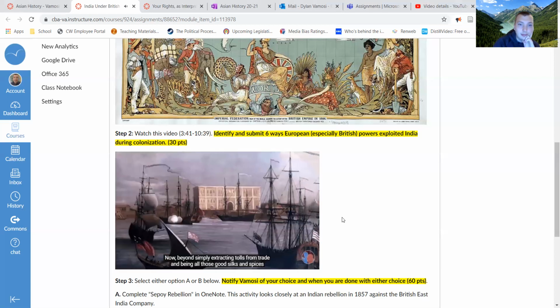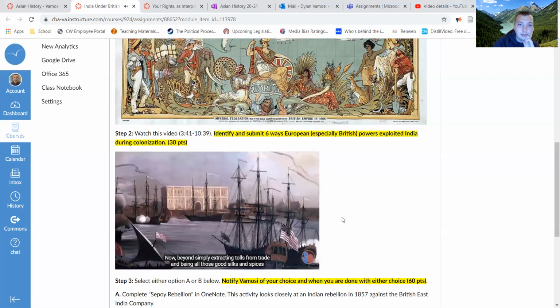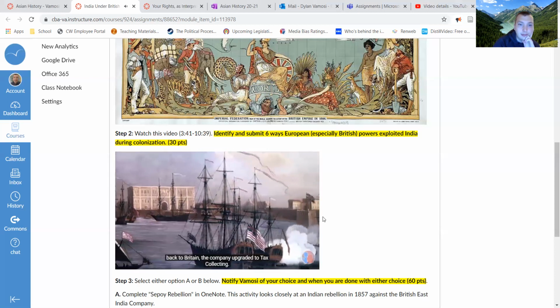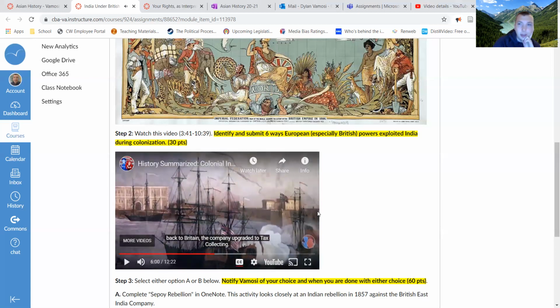Now, beyond simply extracting tolls from trade and bringing all those good silks and spices back to Britain, the company upgraded to tax collecting. So that was two ways. They mentioned taxes there, but they also mentioned taking resources out of India, things like spices, which Britain and other European countries were super high on at the time. They really wanted those spices, so they'd take these resources away to Britain, where they could be exported elsewhere for profit.